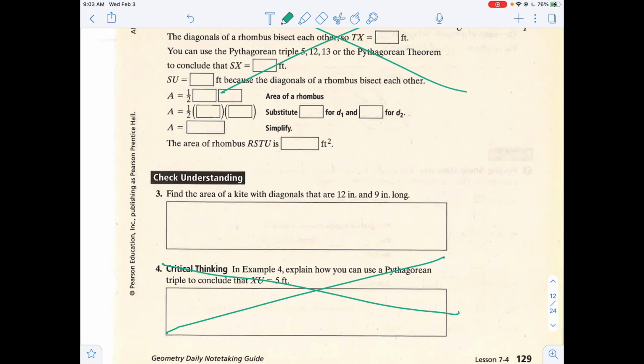So that is it for 7.4. Go ahead and try the 2 check for understanding problems that are left. When you're done, check your answers in the video, and if you have any questions, just let me know.